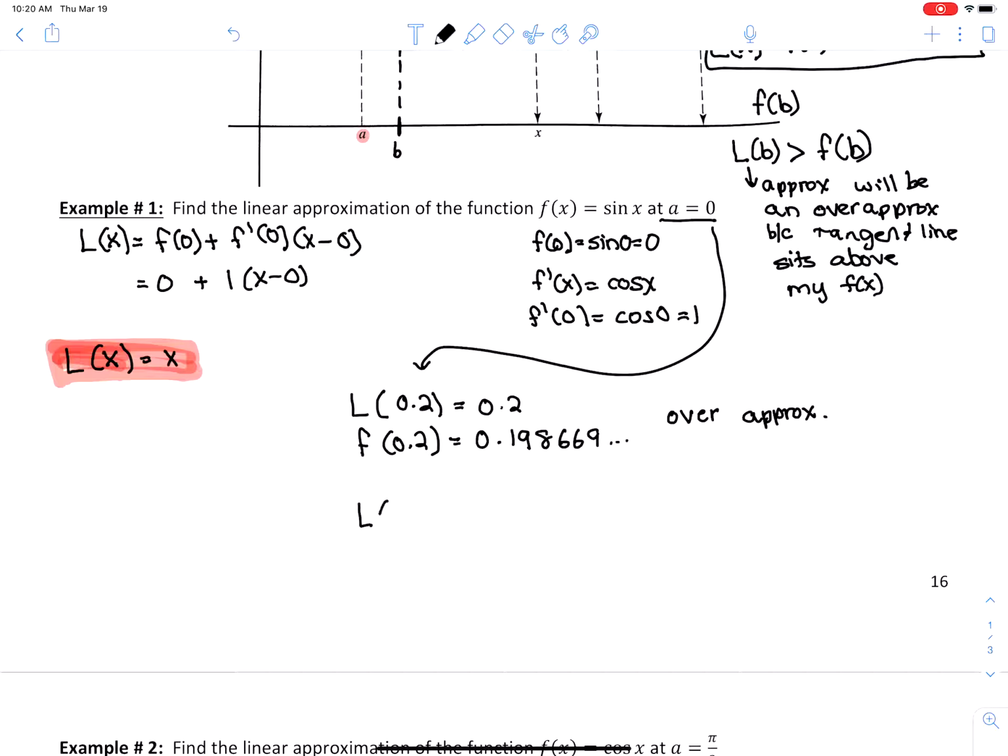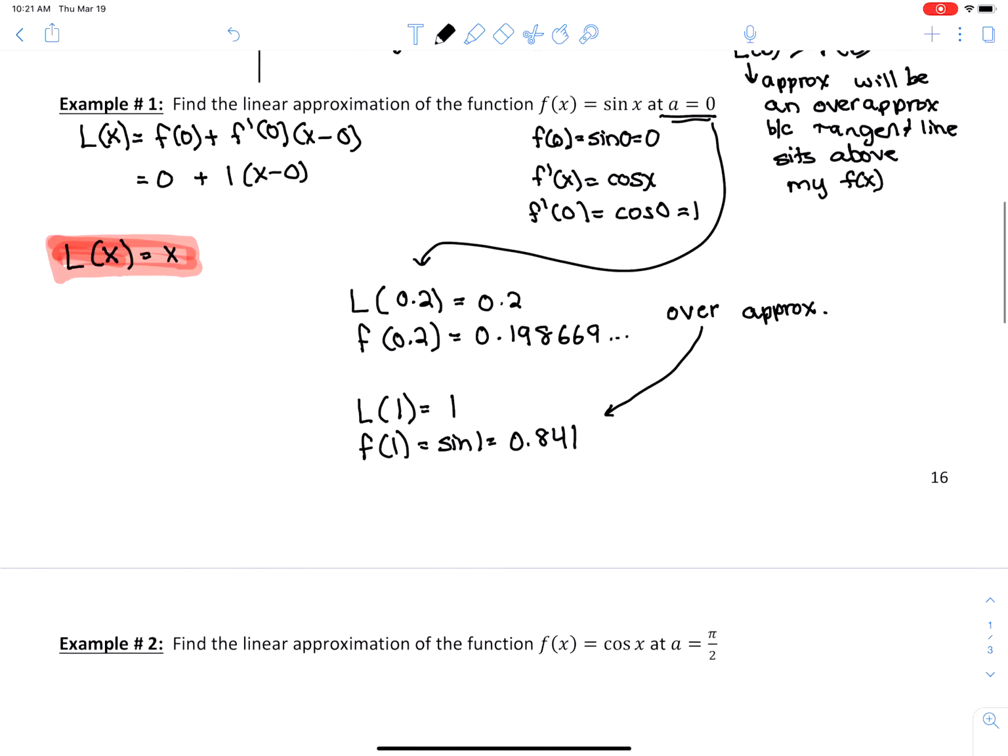If I took a value that's a little bit further away from 0, which is 1, and I say, what is my function value at 1? Well, sine of 1 is equal to 0.841. So again, my approximation is a little bit further from my actual value. It's still an over approximation, but again, the closer my point is to this a value, the closer the approximation will be to the actual value. Okay.